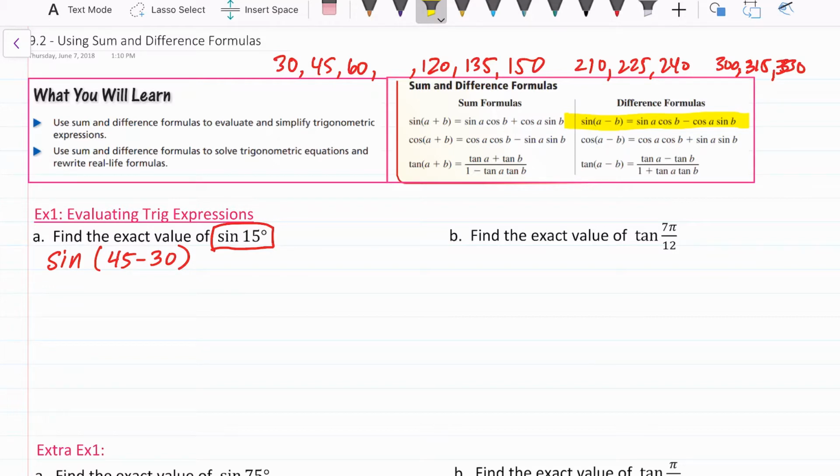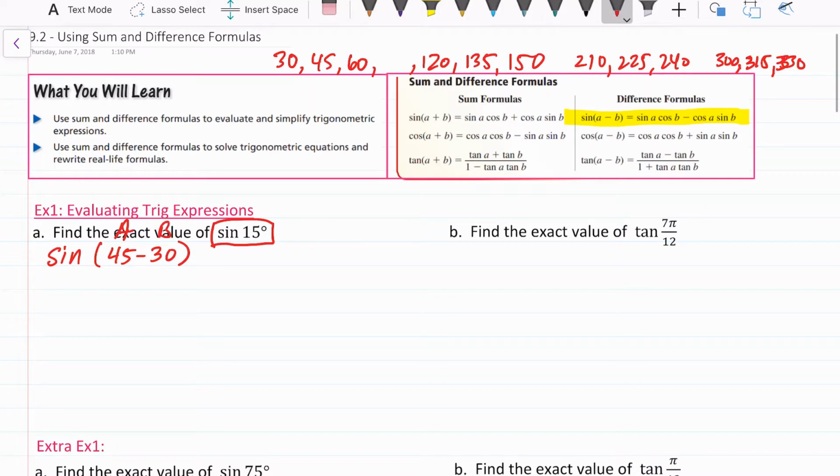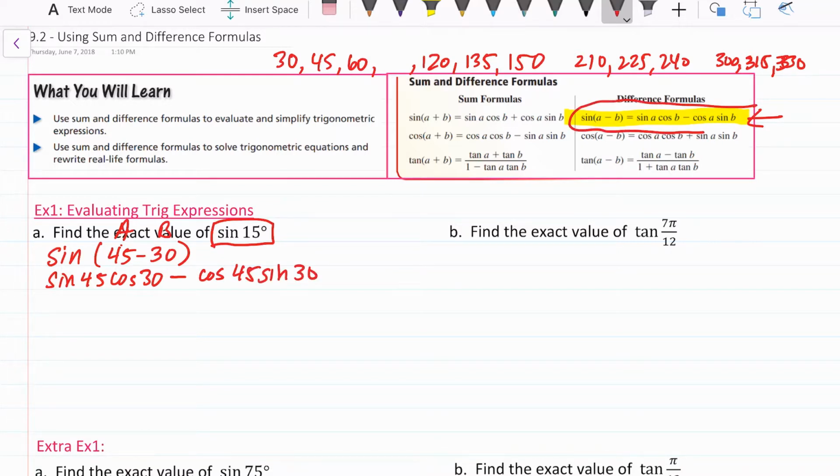Now, when you do that, this becomes A and this becomes B. They use lowercase a and b here. Usually it depends on what trig formulas you're using, but that's A and B, the 45 and the 30. So if I use this formula here, we're going to have sine of 45 cosine of 30 minus cosine of 45 and sine of 30. Again, we're using this formula. And then we fill those in.